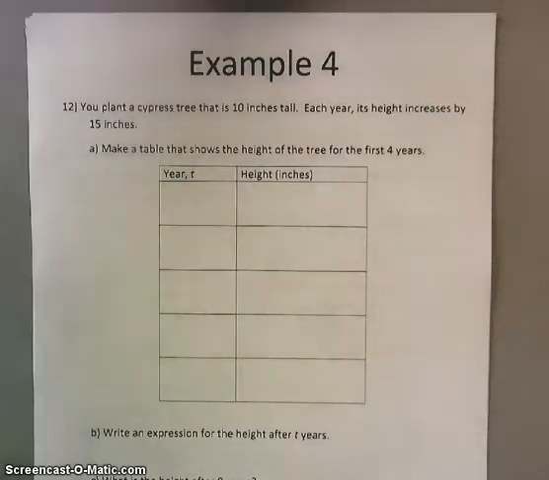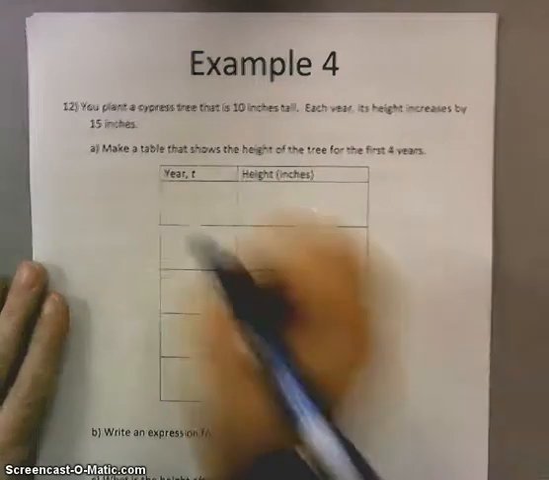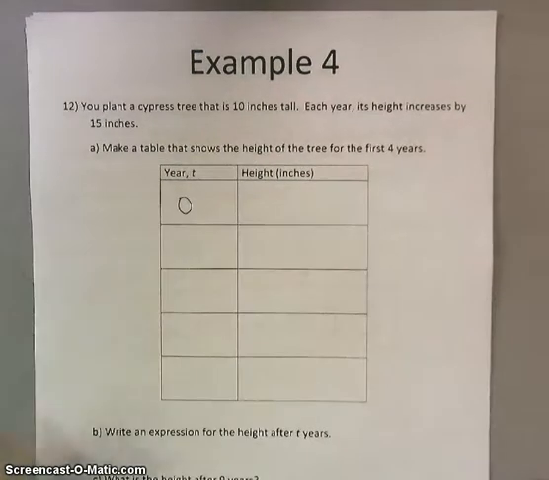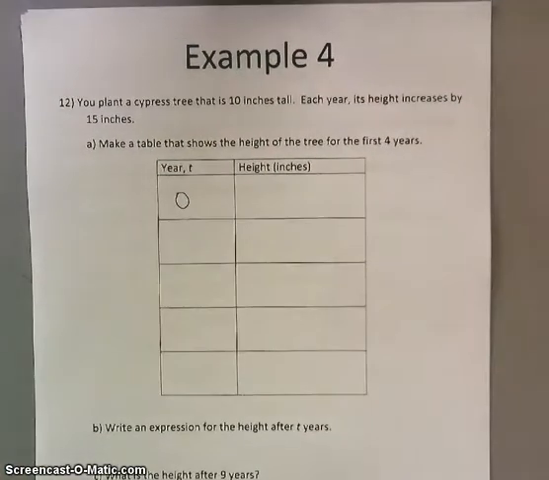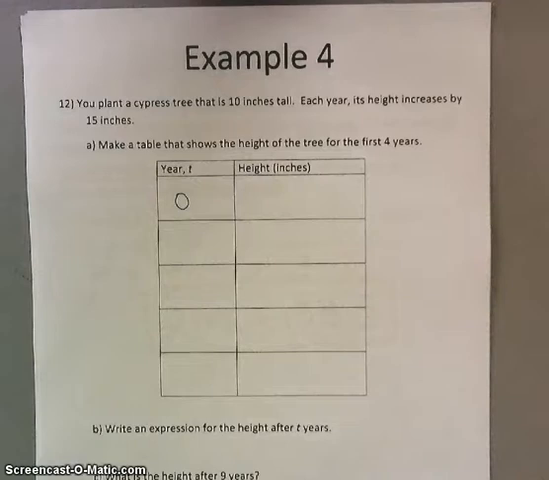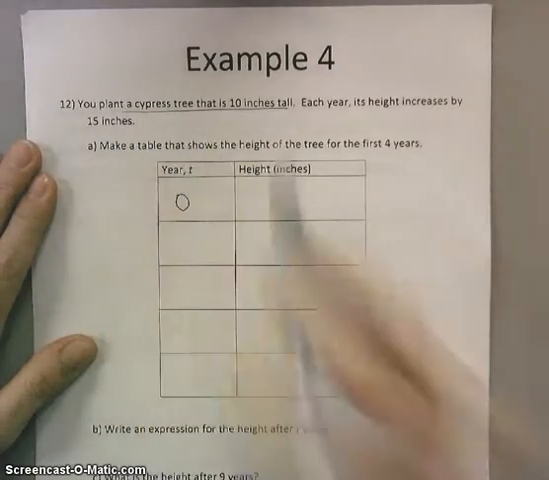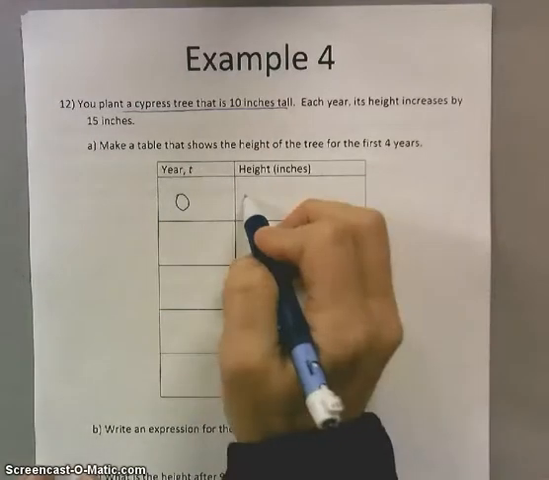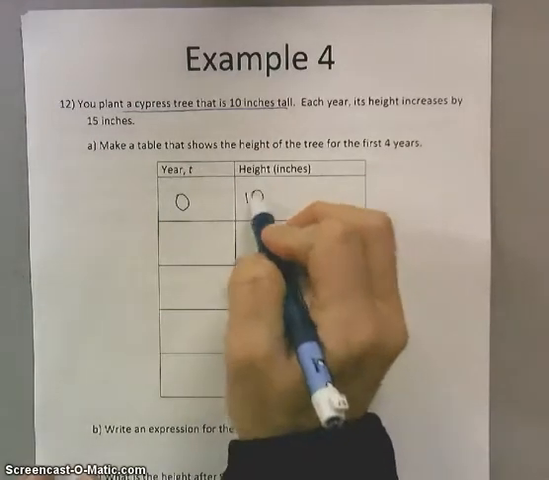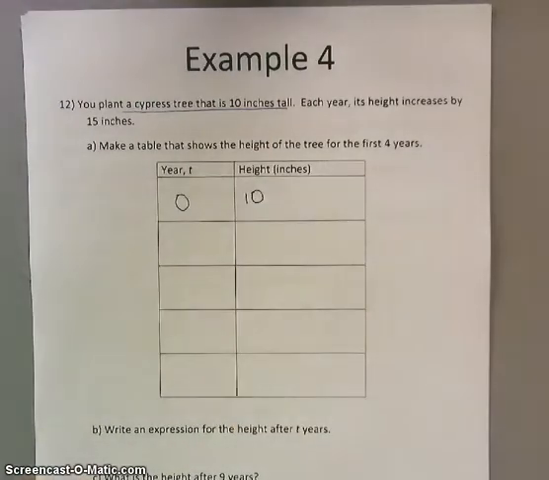Well, first off, when I plant the tree, which is year 0, that's my first year that I plant him. 0 years have passed. How tall is he going to be? Well, I've just planted him, and it says right here, I plant a cypress tree that is 10 inches tall. So he is going to be 10 inches tall, and he hasn't grown at all.